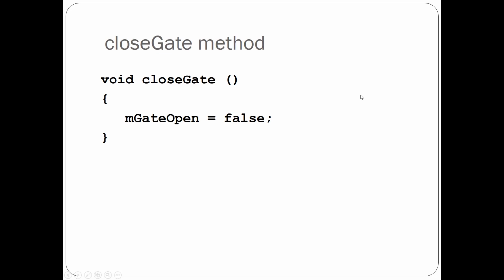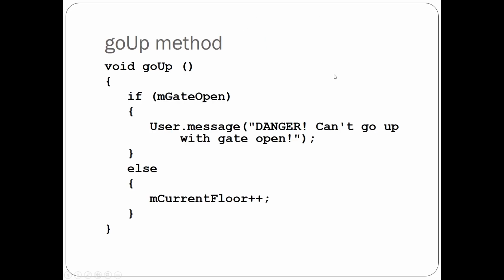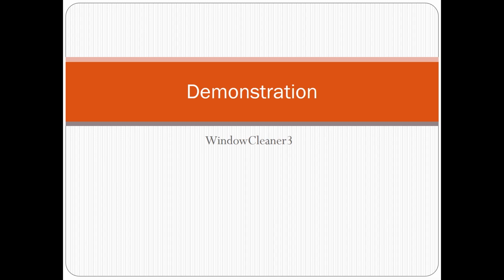So here's the close gate method, which we've seen in the previous example, which we just set to false. And here's the go up method. In the go up method, we've now got a decision. So if the value of mgate open is true, we will tell the user we can't move the cradle upwards with the gate open. If the value of mgate open is false, then we'll actually be allowed to move the cradle up a floor. So let's have a look at that working.